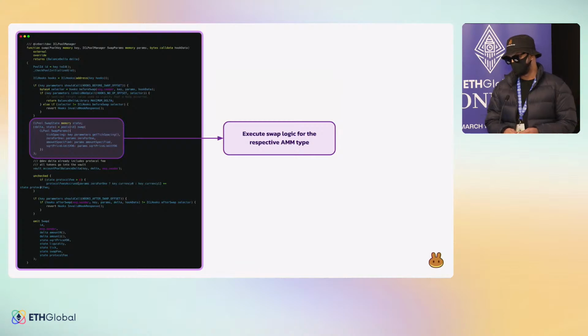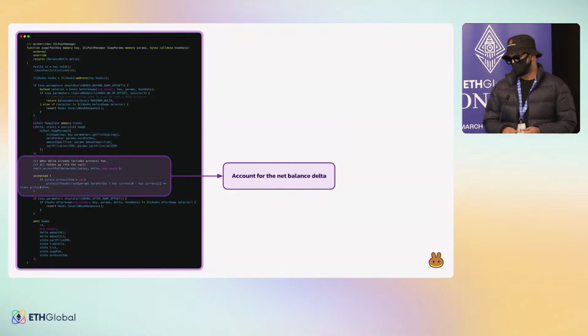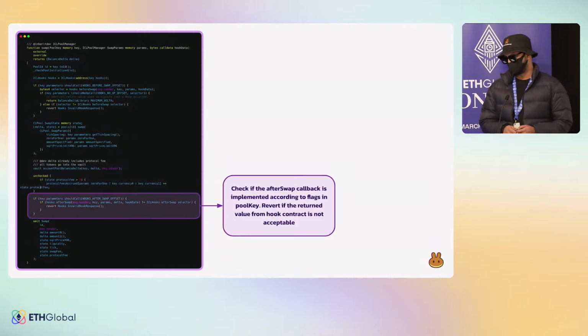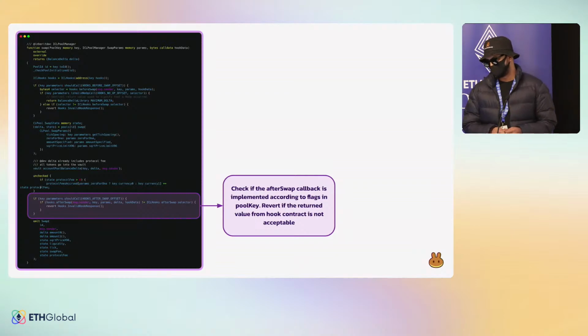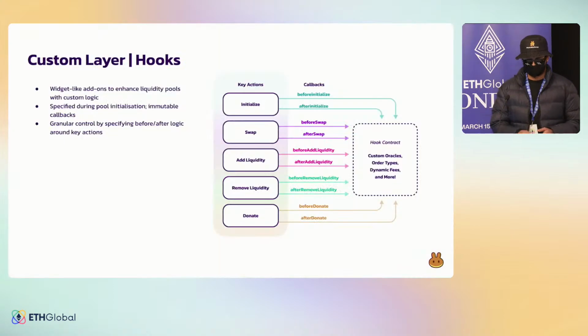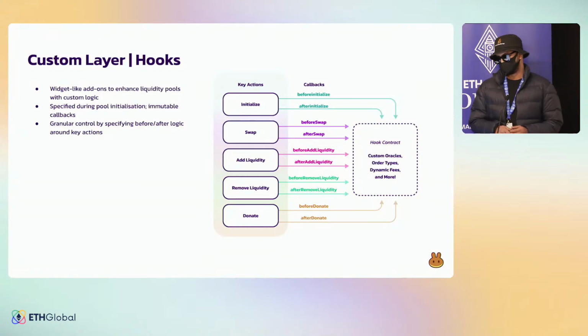It will then execute, and we have taken the example of swap in this particular code snippet. So it will execute the swap logic for the respective AMM type here, and then, like we discussed, it will account for the net balance delta or the net currency that needs to be settled. Further, it will again do the same thing for the after swap callback, which will check if there's an after swap callback implemented in the hook contract, and then proceed according to that.